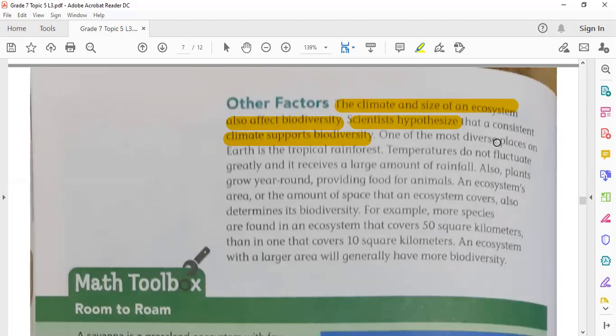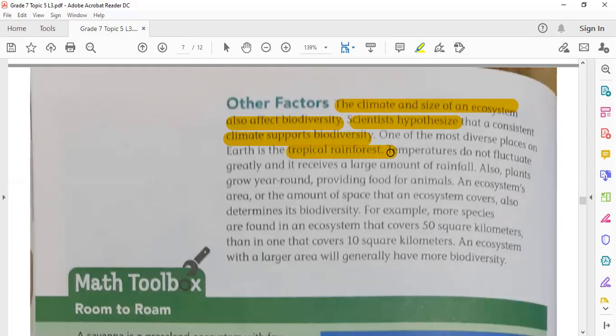One of the most diverse places on Earth is the tropical rainforest. The tropical rainforest is the most diverse ecosystem on Earth. It lies on the equator.